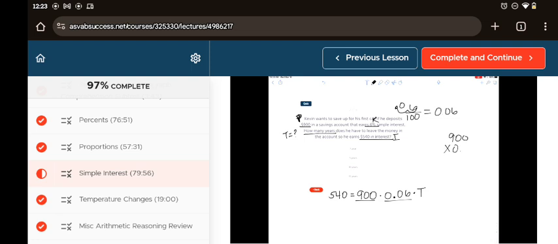6 times 0 is 0. 6 times 9 is 54. There are two numbers behind the decimal point, so there'll be two numbers behind the decimal point in my answer. So now I'm going to do 540 is equal to 54 times t. I'm going to divide by 54 so I can get the t by itself.